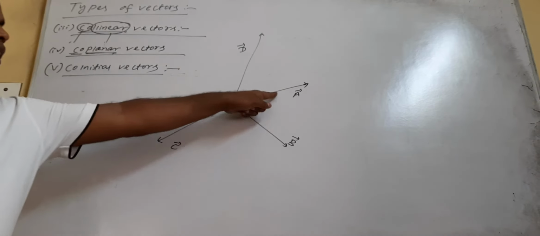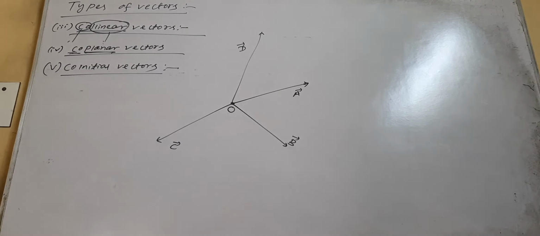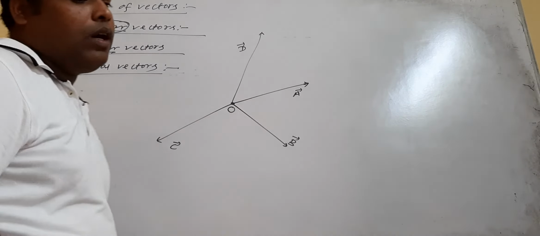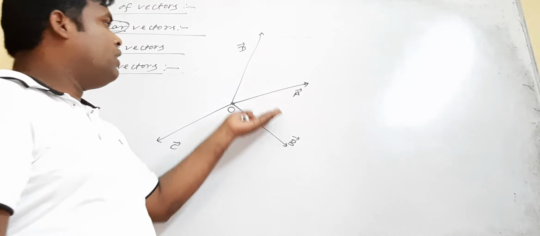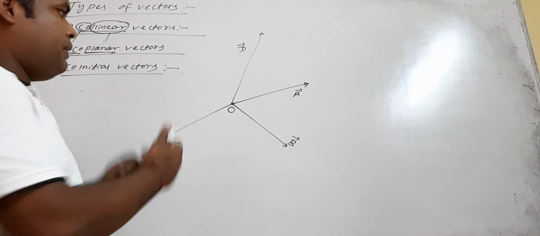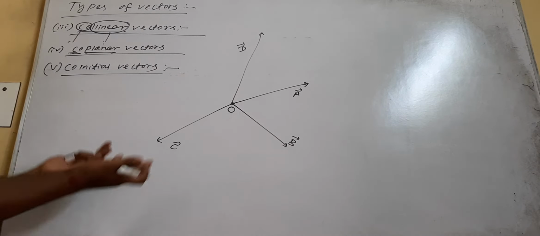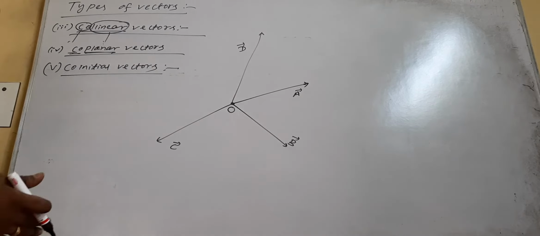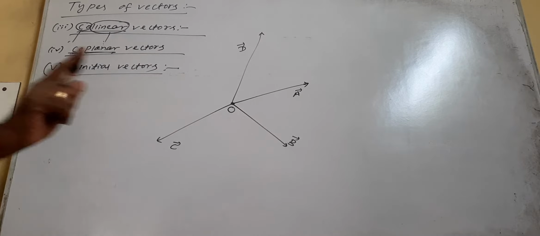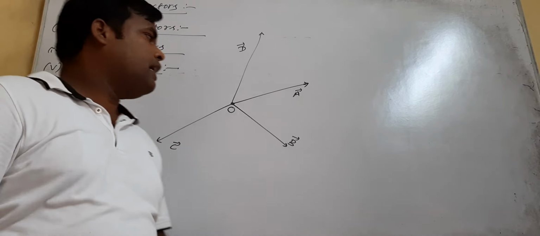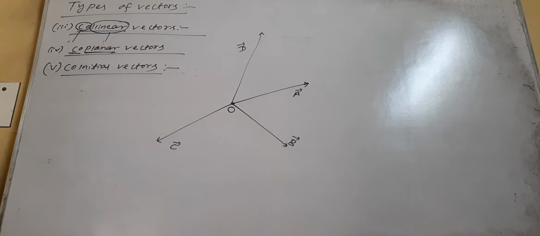Now you can say A, B, C and D are co-initial vectors, irrespective of their magnitudes, directions, or plane. If they act along the same plane, they are also considered co-initial vectors. If they act along different planes, they are also called co-initial vectors. Here, the necessary condition is their starting point. If the starting point is the same, then they are called co-initial vectors.